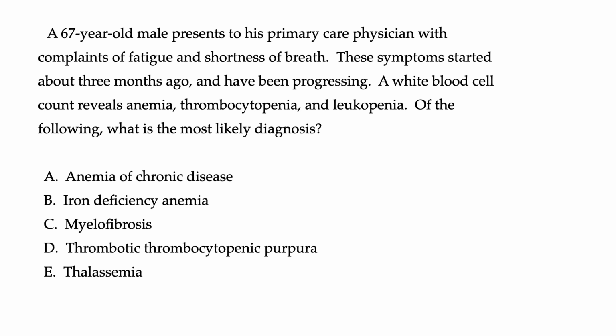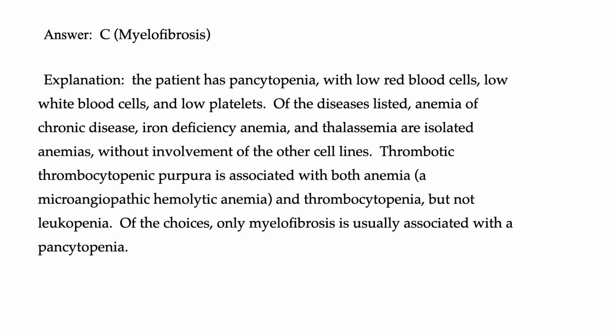So it's myelofibrosis. Anemia of chronic disease would produce anemia, but not the low platelets and low white cells. Iron deficiency would produce anemia, but not the low platelets and white blood cells. Thrombotic thrombocytopenic purpura will produce anemia and thrombocytopenia, but not the leukopenia. And thalassemia will produce the low red blood cells, but not the low platelets and low granulocytes. And then here's the explanation.